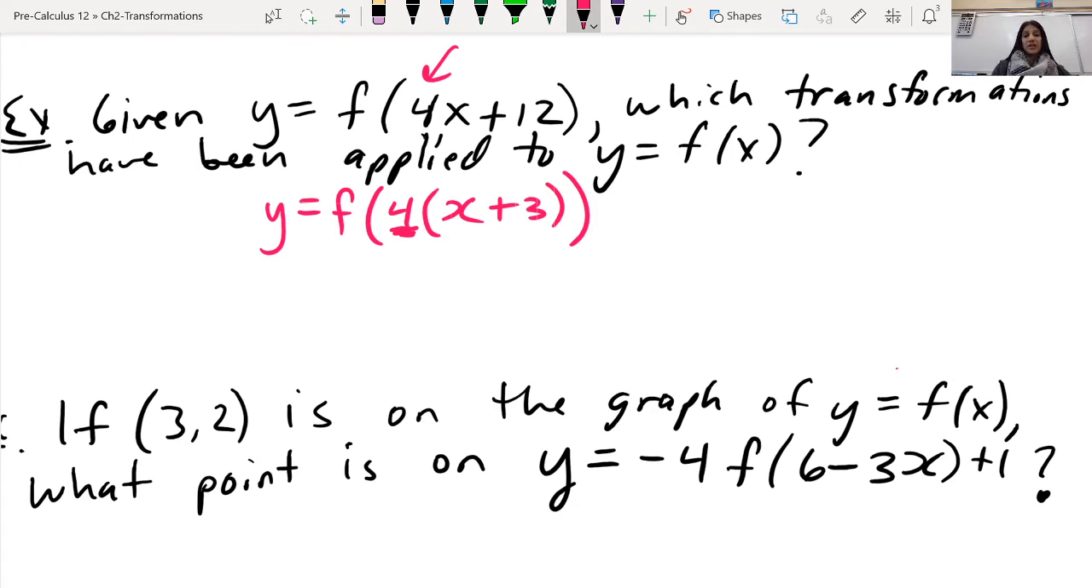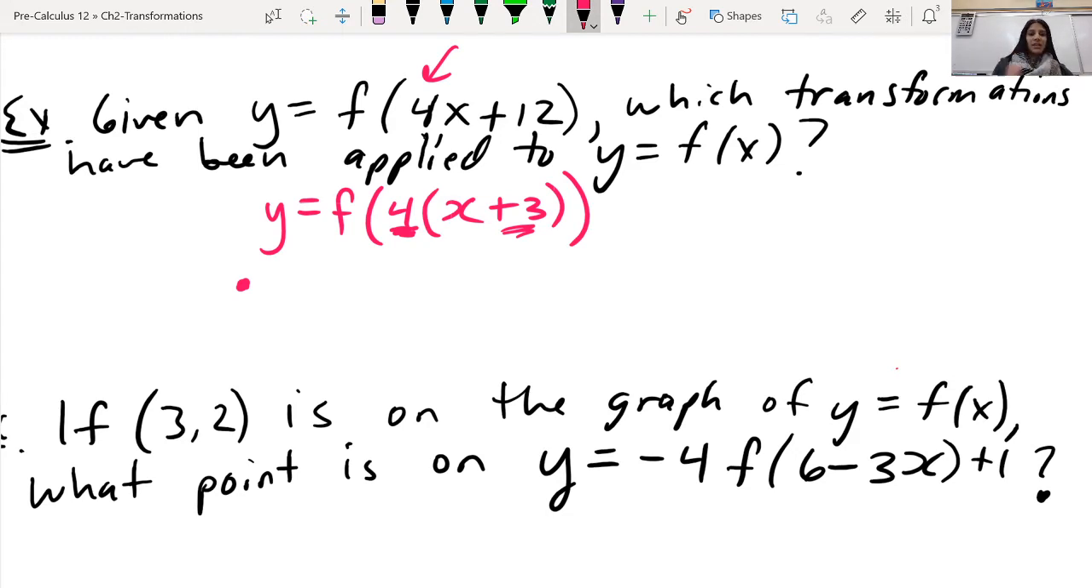So there's a stretch where x would be multiplied by a quarter, and then it would also move 3 units to the left according to this, because it's a plus 3, and we know that with x's we always do the opposite. So I didn't actually answer the question yet. We've just done the work to set this up so that we are able to answer the question.